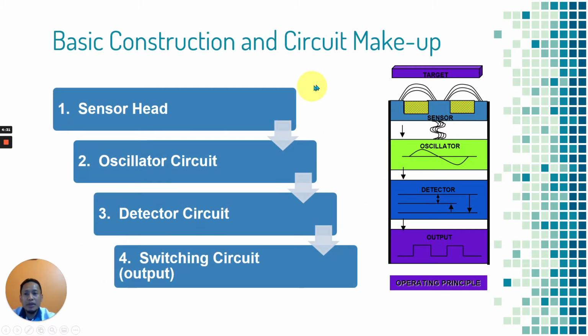The first one, this is the basic construction and circuit makeup. The first target, we are assuming that we are detecting some component, and this is the sensor. So the sensor, as mentioned before, creates an inductive electromagnetic field. So when the target approaches the sensor, it will affect the oscillator and detector as well as the switching output.